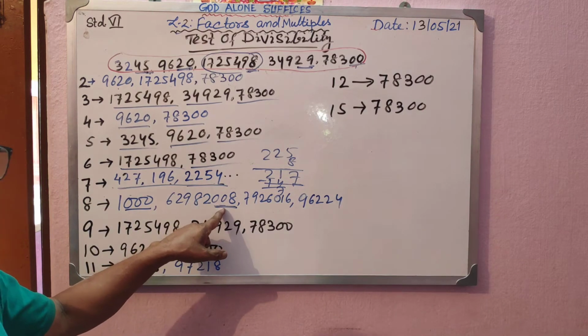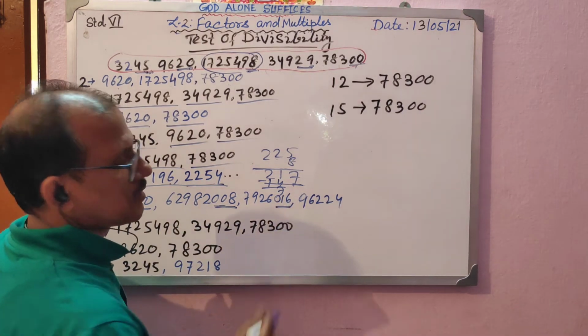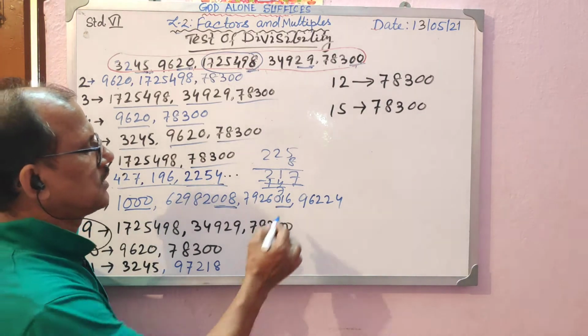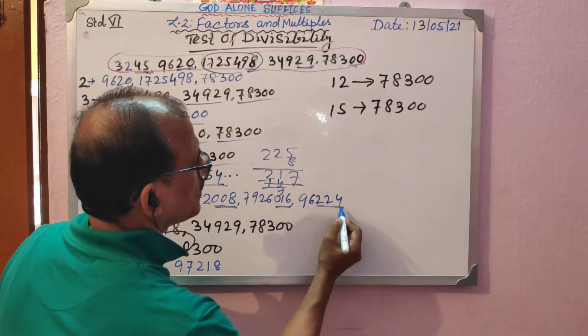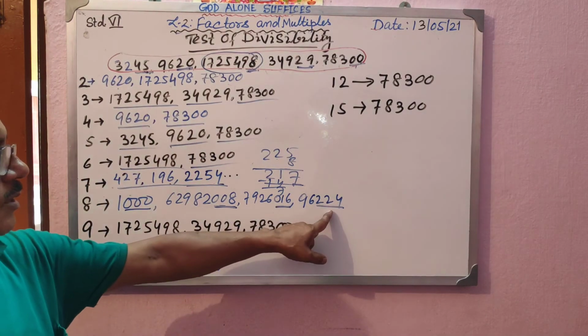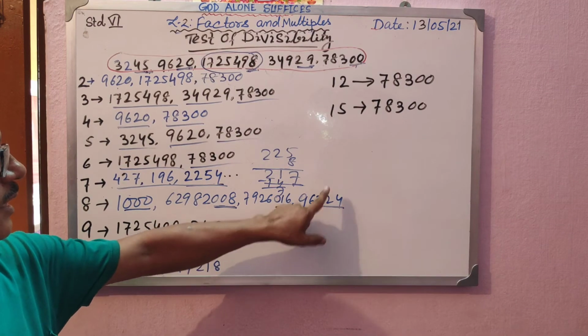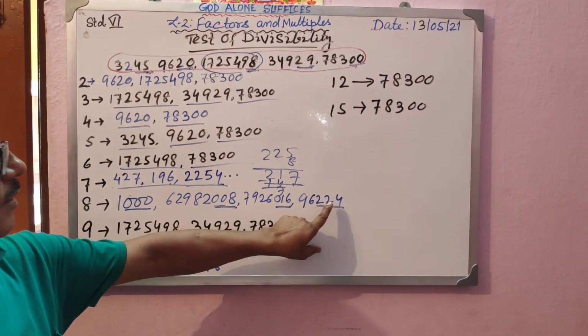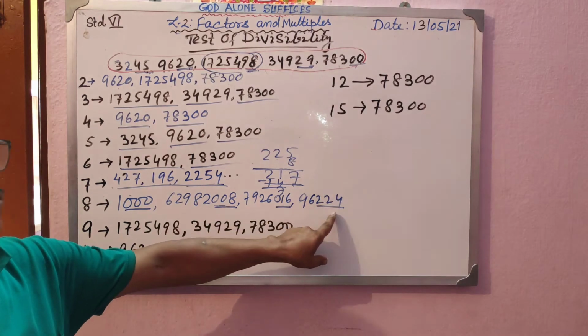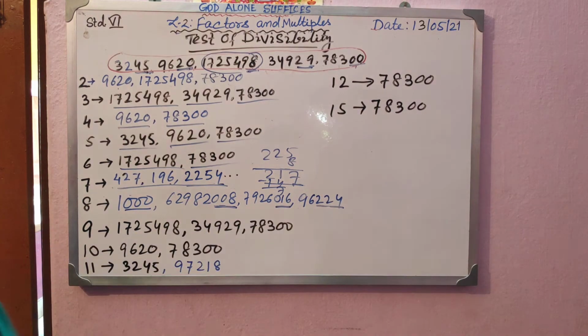Here it is 8, so it will be divisible by 8. Last 3 digits 0, 1, 6, means 16 is divisible by 8. Last 3 digits 2, 6, 4, 264 is also divisible by 8. We just divided: 8 sixes are 48, 8 eights are 64. So this is divisible. This complete number will be divisible by 8.